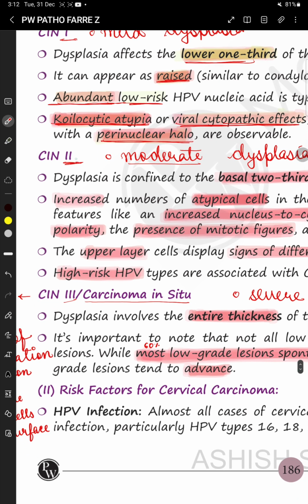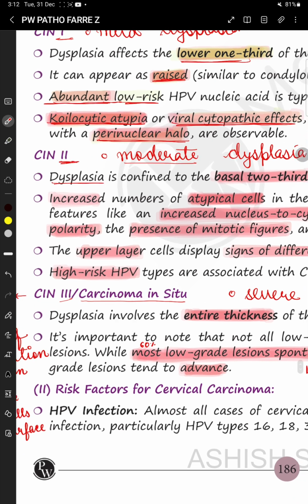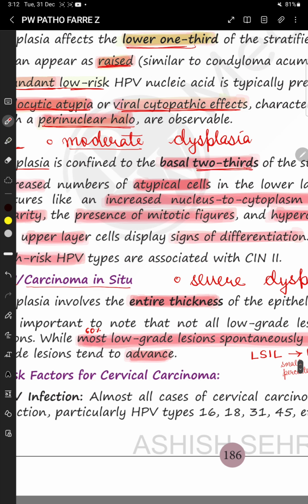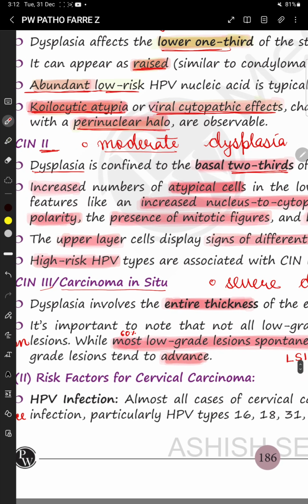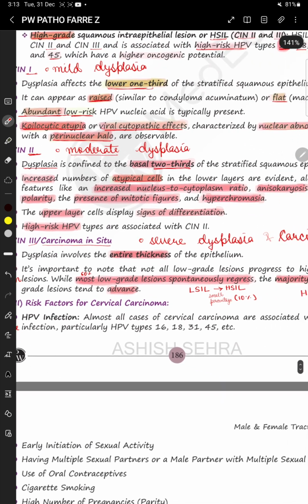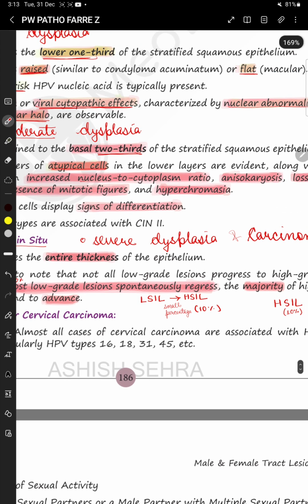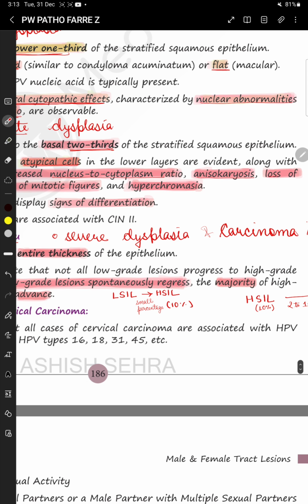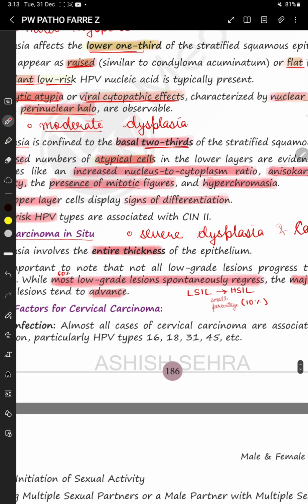Then CIN2, in this the dysplasia will be limited to the basal 2/3 of the stratified squamous epithelium. ठीक है, CIN2 में moderate dysplasia होता है. Dysplasia is limited to the lower 2/3. In this, atypical cells will be increased as compared to the CIN1. CIN2 में there are progressive atypical cells and they will have features like increased NC ratio, nucleus to cytoplasm ratio, anisokaryosis, loss of polarity, presence of mitotic figures and hyperchromasia.